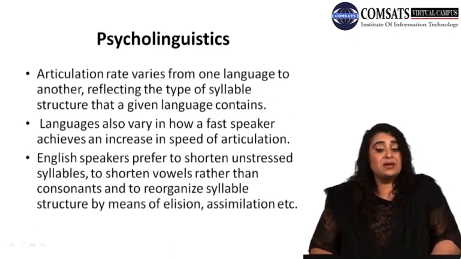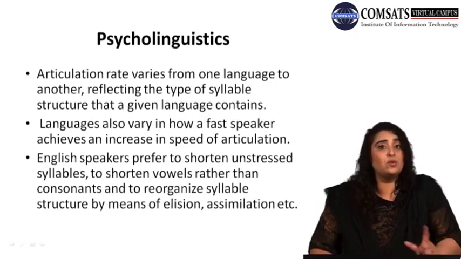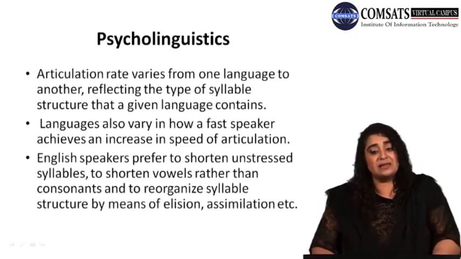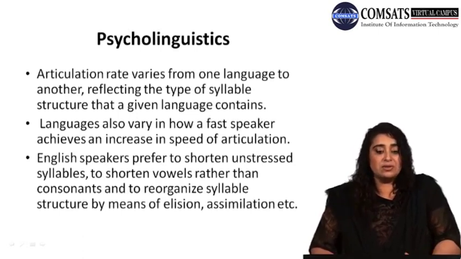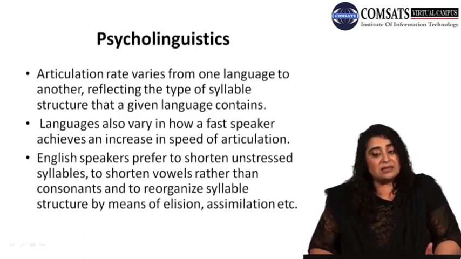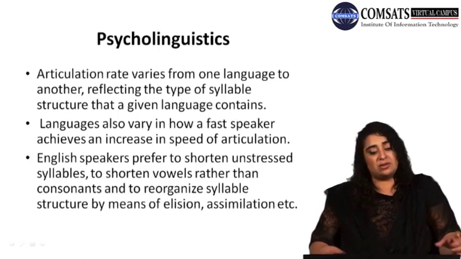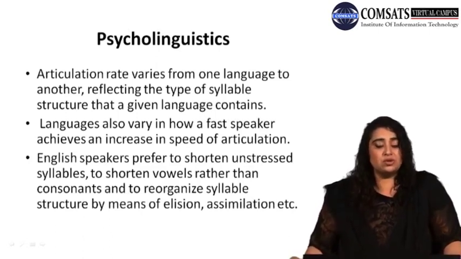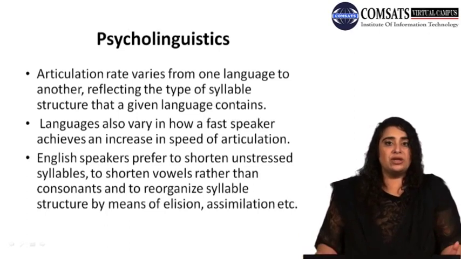Now, articulation rate varies from one language to another. How fluent you are in a language also matters, reflecting the type of syllable structure that a given language contains. Languages also vary in how a fast speaker achieves an increase in speed of articulation. English speakers prefer to shorten unstressed syllables, to shorten vowels rather than consonants, and to reorganize syllable structure by means of elision, assimilation, etc. So sometimes they will shorten the vowels just to make the words shorter to deliver them at speed.